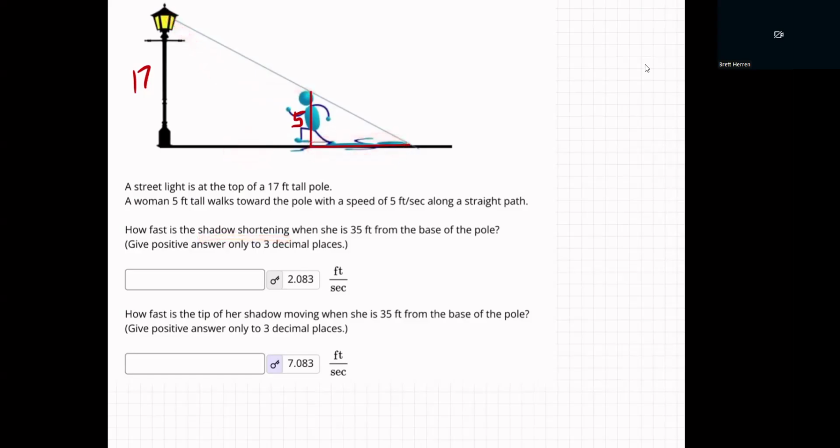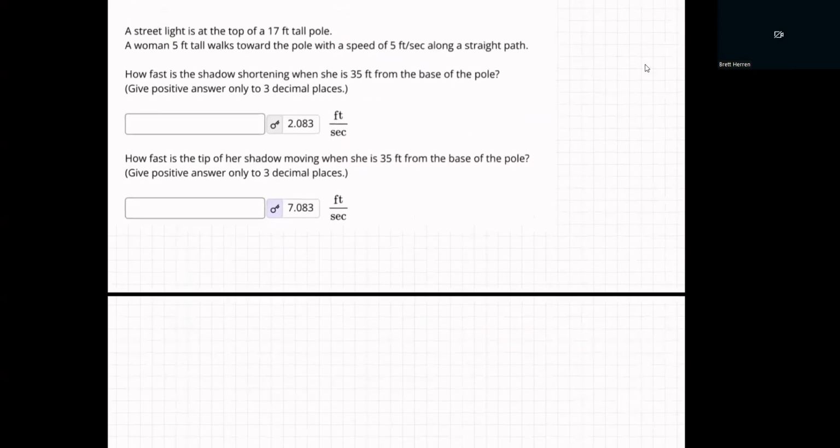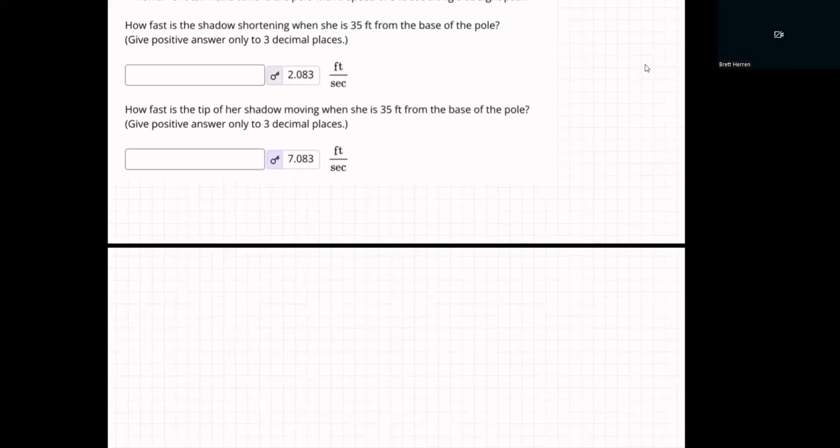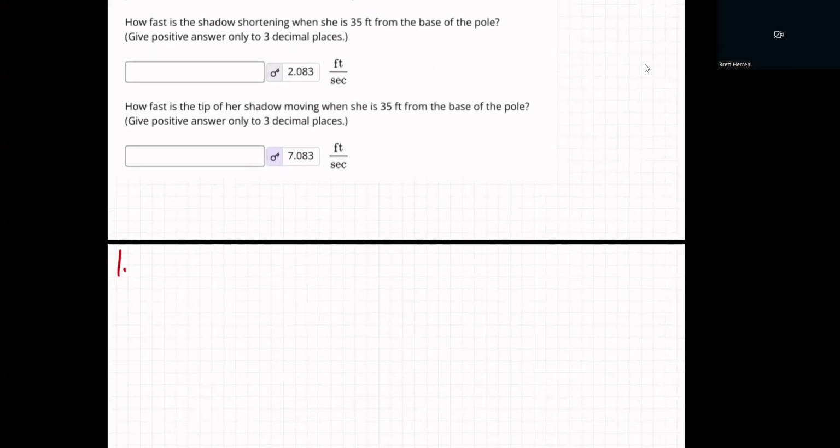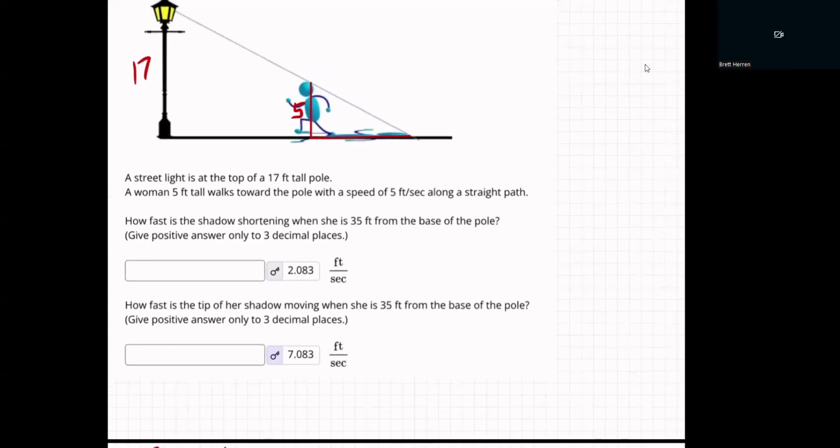Okay, so let's get down to it. We know our steps that we always need, and that is step number one, find the rate letters. So what rates are being talked about in this problem? Well, street light's top at 17, that's not a rate. 5 foot tall, that's not a rate. Towards what speed? There we go. Speed of 5 feet per second. So she's walking towards the pole at 5 feet per second. Okay, so there's our first one.